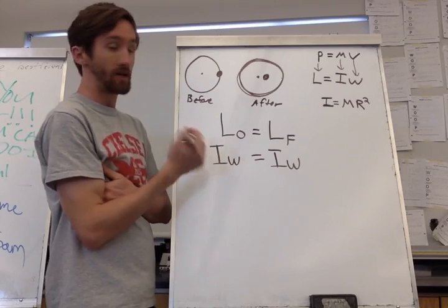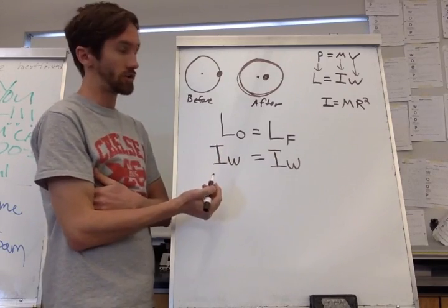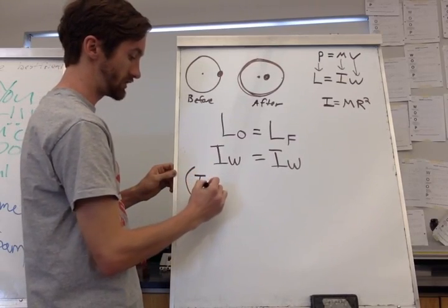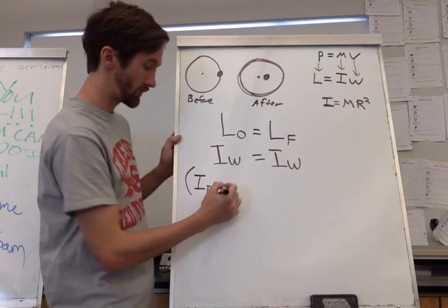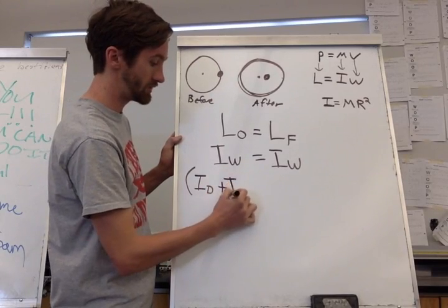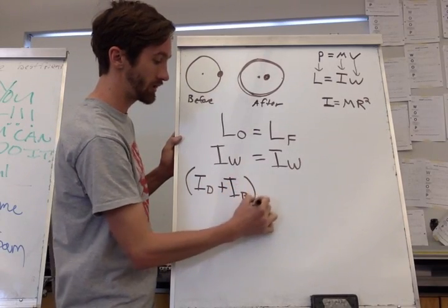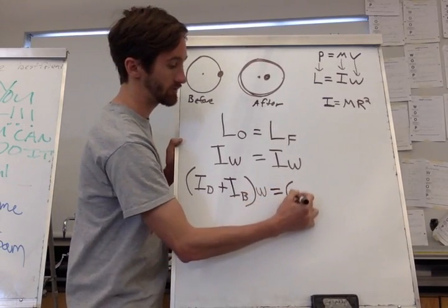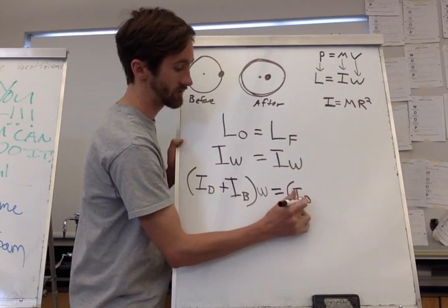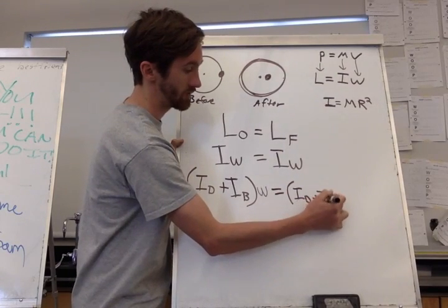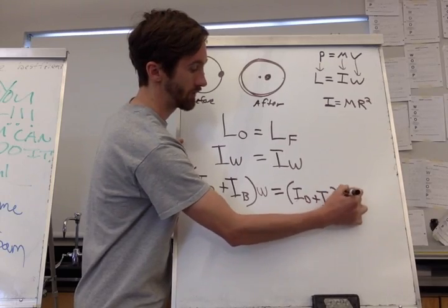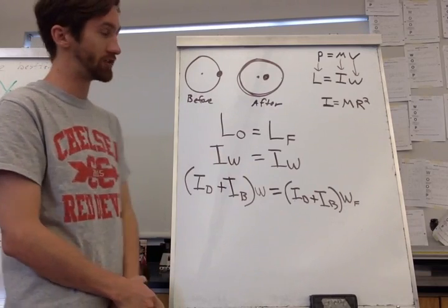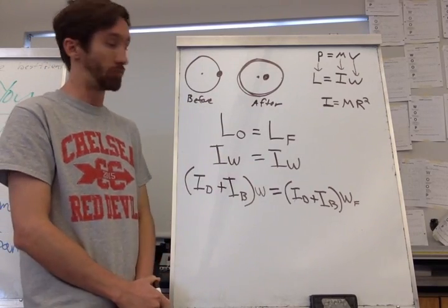Inertia is going to be made up of the disk inertia and the bug inertia. So what we're going to do is expand this. The inertia of the disk plus the inertia of the bug multiplied by the angular velocity equals the inertia of the disk plus the inertia of the bug multiplied by the velocity final.